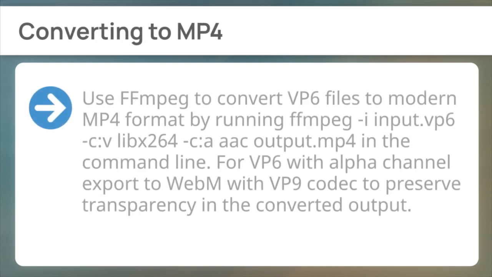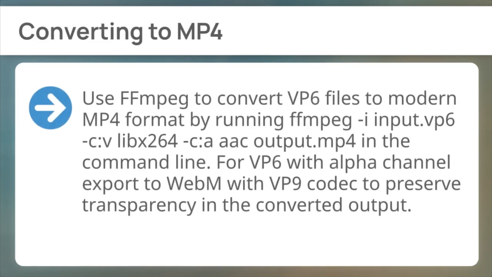Next, converting to MP4. Use FFmpeg to convert VP6 files to modern MP4 format by running ffmpeg -i input.vp6 -c:v libx264 -c:a aac output.mp4 in the command line. For VP6 with alpha channel, export to WebM with VP9 codec to preserve transparency in the converted output.